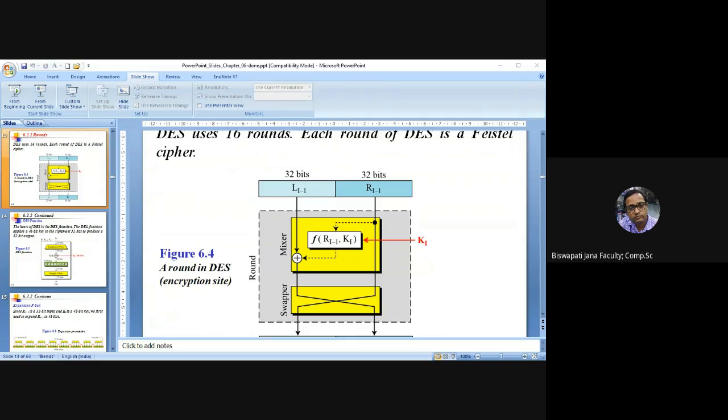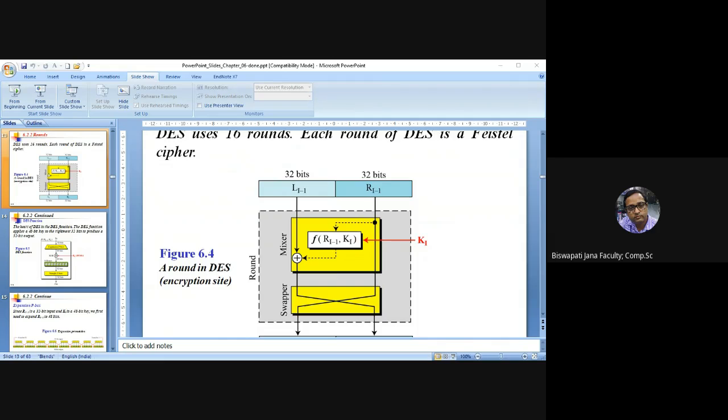Now several questions arise in your mind: how this expansion P box works, what is the function of the S box, how the 48 bits can be reduced to 32 bits, again what is the function of the straight P box, how it can be done, and what is the significance. So all these will be discussed on the next slide.